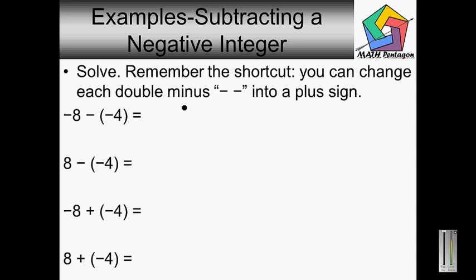Examples on subtracting a negative integer, and the directions are telling us to solve. Remember the shortcut: change each double minus sign to a plus sign. So we have here our first problem, -8 minus -4.